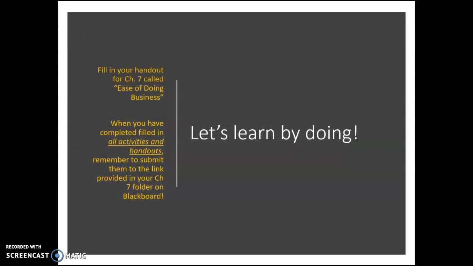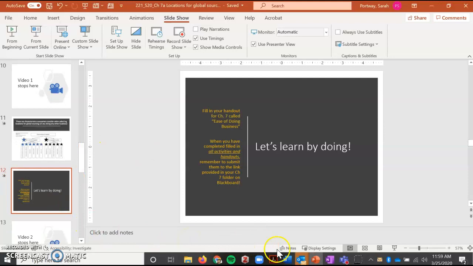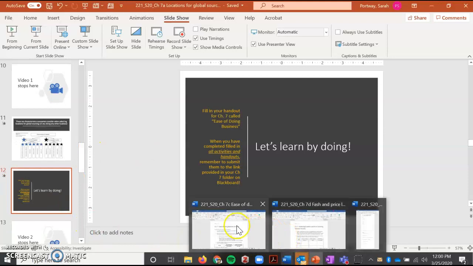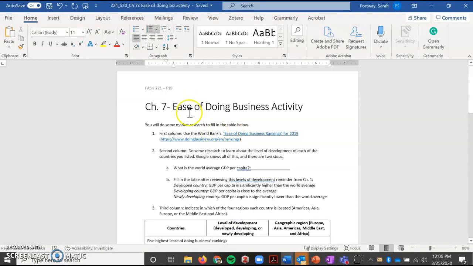So all of this said, we're going to learn by doing. So let me show you how to fill in this ease of doing business activity. There we go. So you're going to do some market research and fill in this table below. So first off, you're going to go to the World Bank's Ease of Doing Business report. So you can click right on this link right here and it should open up a window for you. I happen to already have it open.